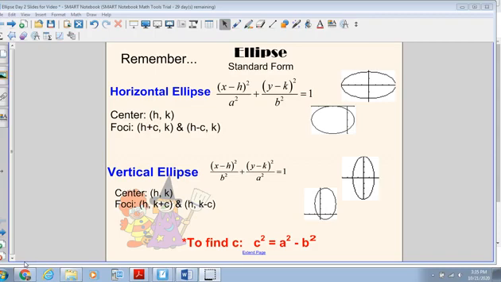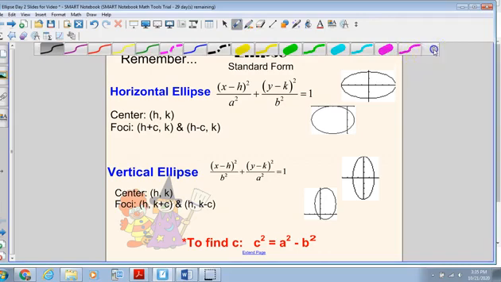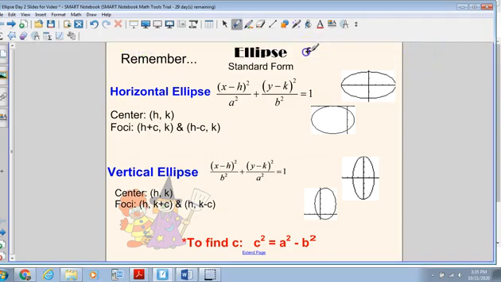Okay, so remember that an ellipse is the set of all points where the sum of the distances from the foci is constant. So what are foci? One important thing that I want to note is that the word foci is the plural of focus. Focus is singular. Foci is plural. So foci is more than one focus point. And the focus points, or foci, are points that lie on the major axis of an ellipse.